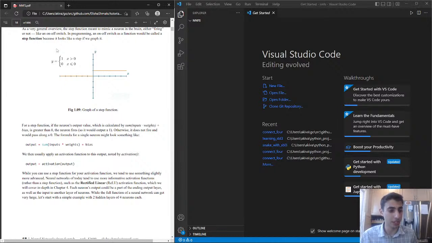And a step function would be a kind of activation. While you can use the step function for your activation functions, and some people do that, and it's a very simple function, very quick, we tend to use something slightly more advanced. The neural networks of today tend to use more informative activation functions, so an activation function that conveys more information. For example, all this activation function does is tell you whether or not the input was below 0 or above 0. Rather, today, we use something called a rectified linear function.